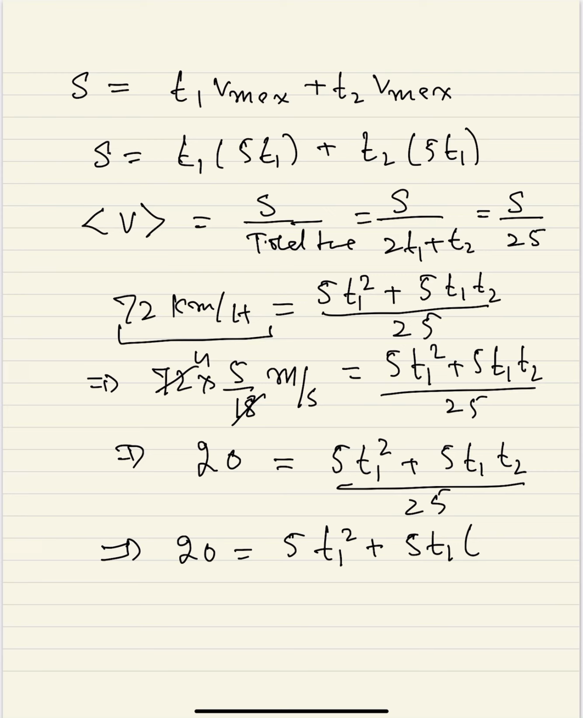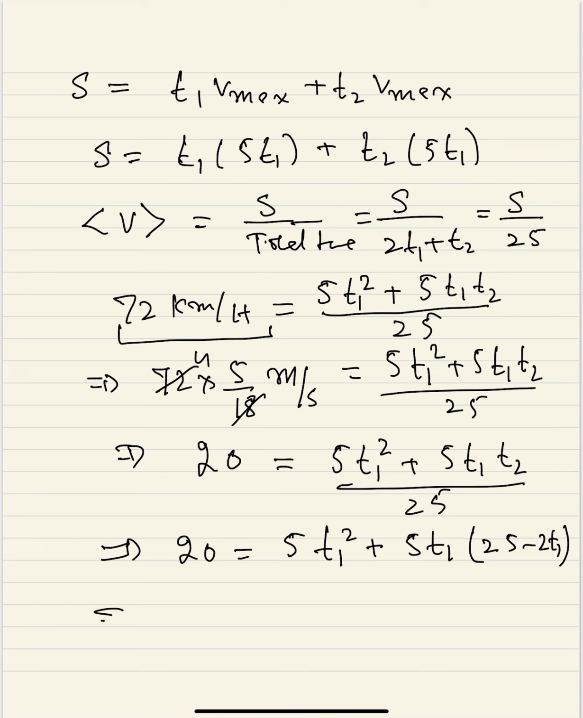2T1 plus T2 is equal to 25. What's T2? T2 is given by 25 minus 2T1. This 25 minus 2T1, that is T2. The T2 we need to find, because finally we will use this equation to find T2.